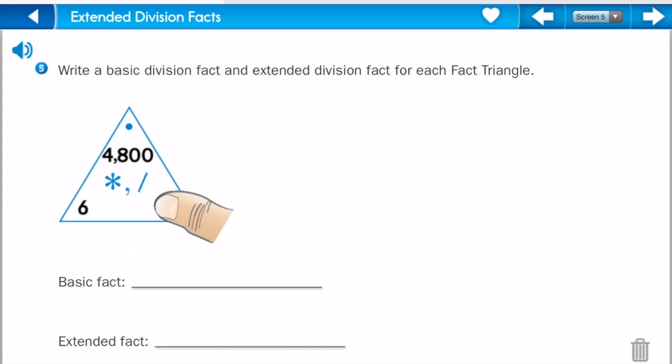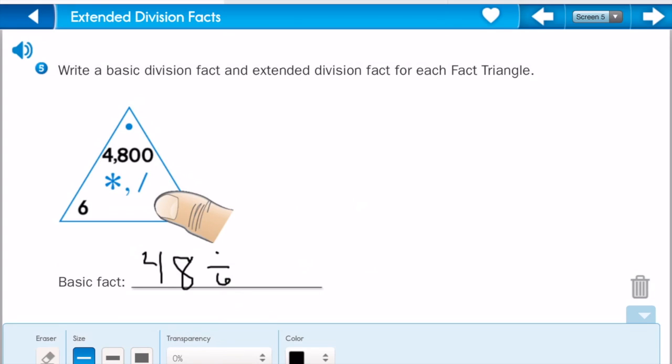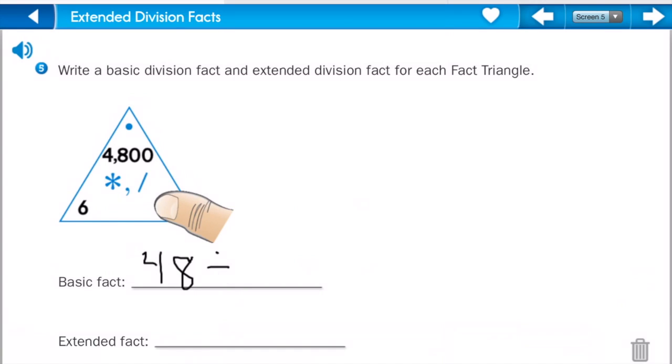Okay. Now, our basic fact. I'm going to look up here, and I'm just going to get rid of my zeros. So I'm going to take 48, and I'm going to divide that by 6. That equals what? Yep, that would equal 8. Now I got to do my extended division fact.